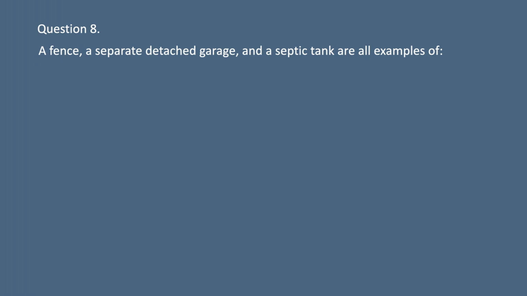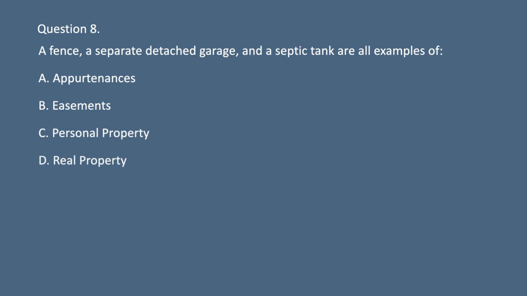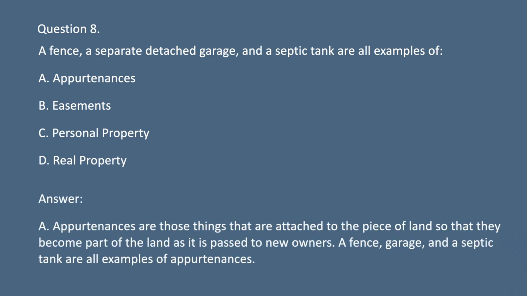Question 8. A fence, a separate detached garage, and a septic tank are all examples of A. Appurtenances, B. Easements, C. Personal property, D. Real property. Answer: A. Appurtenances are those things that are attached to the piece of land so that they become part of the land as it is passed to new owners. A fence, garage, and a septic tank are all examples of appurtenances.